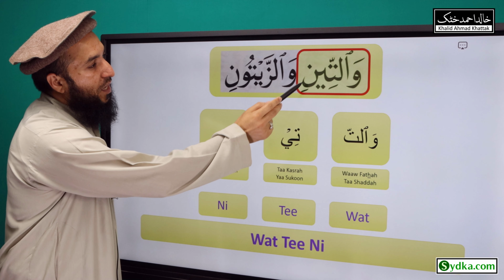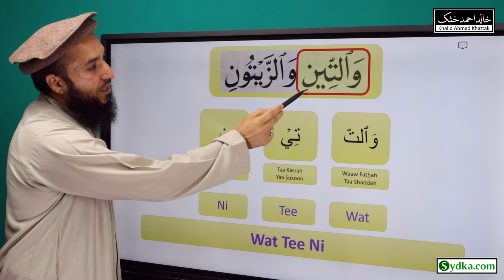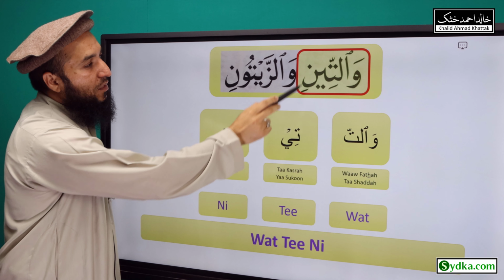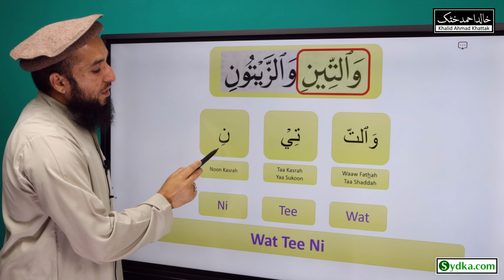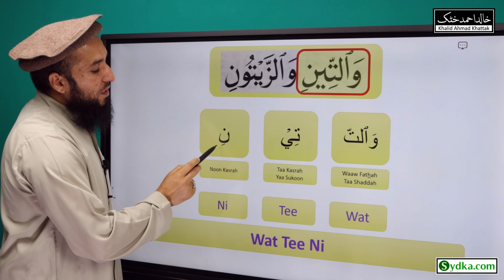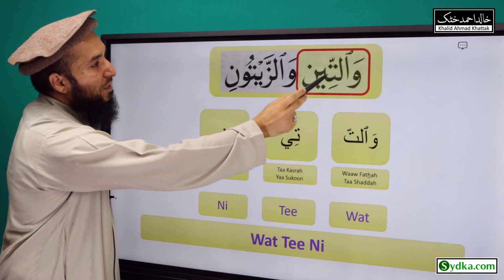The third syllable we have is noon kasrani. Noon is a light letter, it has kasra underneath and it is prolonged for one count. Noon kasrani. Combining all these three syllables together, we have wattini.